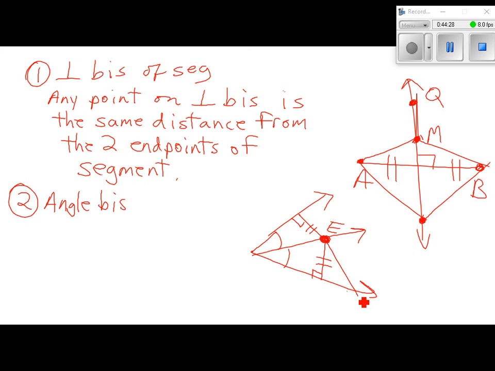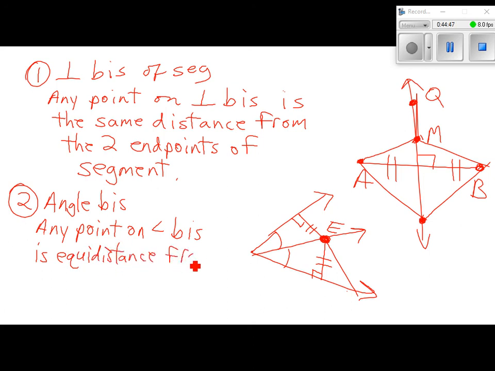So angle bisector. Any point on angle bisector is equidistant from sides of the angle. Any point on the angle bisector is equidistant from the sides of the angle.